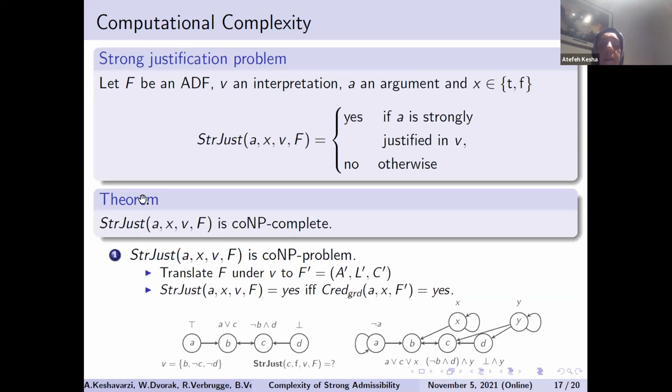We introduced another computational reasoning task in our work, which we call the strong justification problem. Here we want to check whether A is strongly justified in interpretation B or not. It is necessary to mention that here B is not a strongly admissible interpretation itself, but it contains C and D, which are assigned to false, and it is easy to check by the definition that these two are strongly deniable.